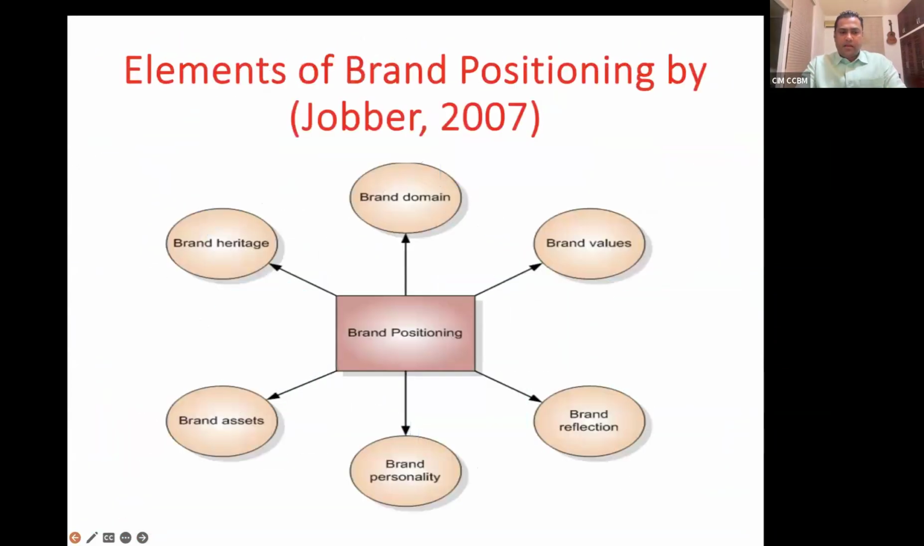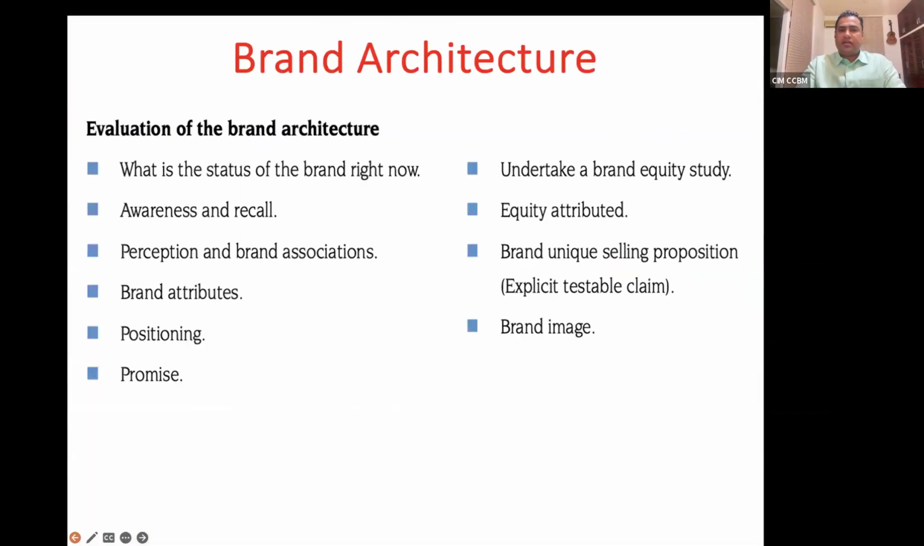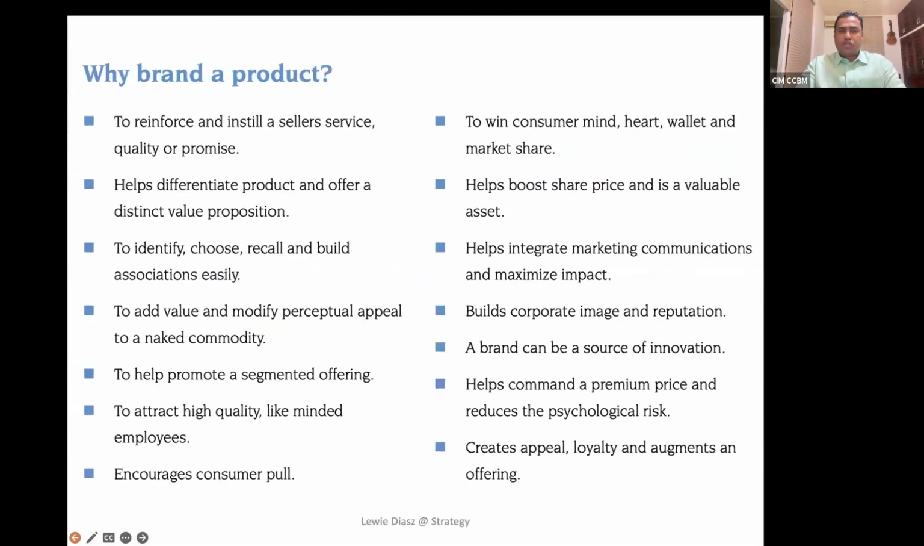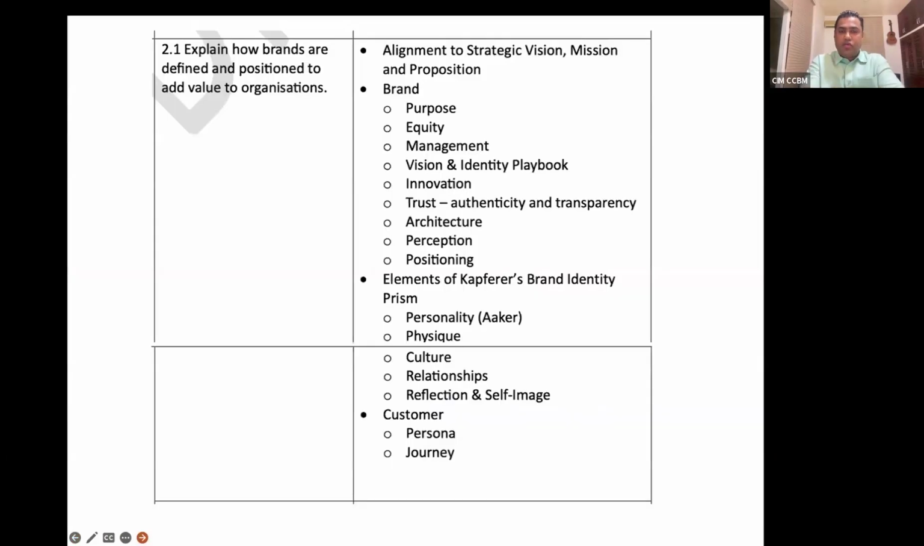So in summary, let's quickly summarize. Here we looked at some key terms today. I want you to watch all the videos and read everything I've given you with regards to the assessment criteria. How brands are defined and positioned to add value to organizations. We looked at the alignment of the vision, mission, and the brand proposition, and the different meanings of a brand, Kapferer's brand identity prism components, and finally, customer persona and customer journey.